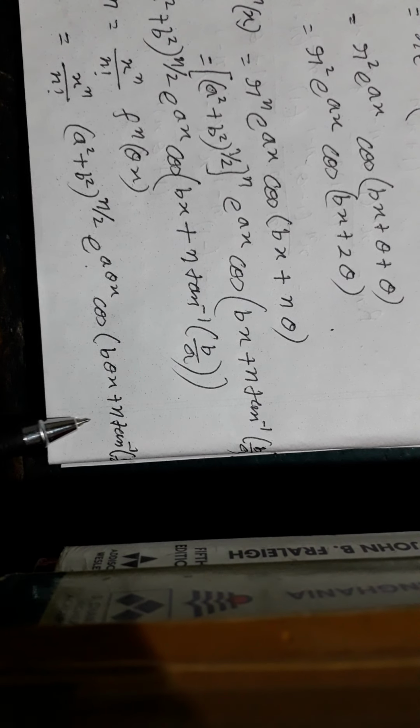So now the remainder in Lagrange form. We are taking x^n by n factorial, f^(n)(theta x). So x^n by n factorial, (a squared plus b squared) to the power n by 2, and wherever x is there, you put theta x. So we get e to the power a theta x, cos(b theta x plus n tan inverse b by a).